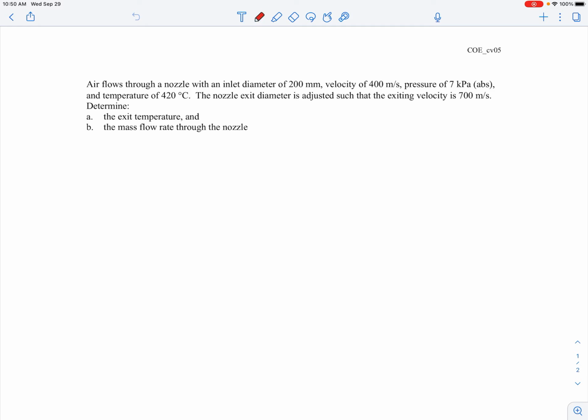So let's go ahead and sketch this out. The nozzle will look something like this, and we have some flow of air into and out of it. Our control volume will be the interior of the nozzle, like that. And let's just write down the information that we know.